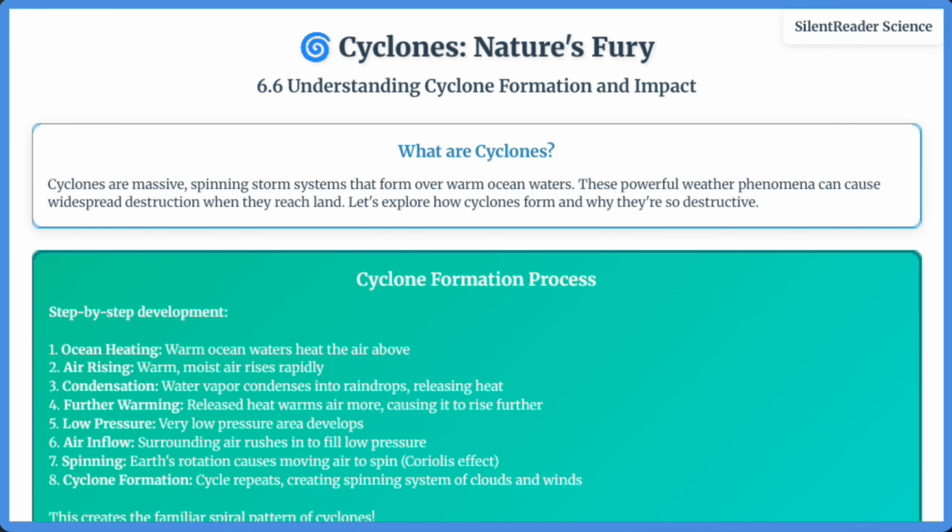Finally, let's explore cyclones, the most powerful storm systems on Earth. Cyclones form over warm ocean waters. As ocean water heats, warm, moist air rises rapidly. Water vapor condenses into raindrops, releasing heat that causes more rising air. This creates a very low pressure area.